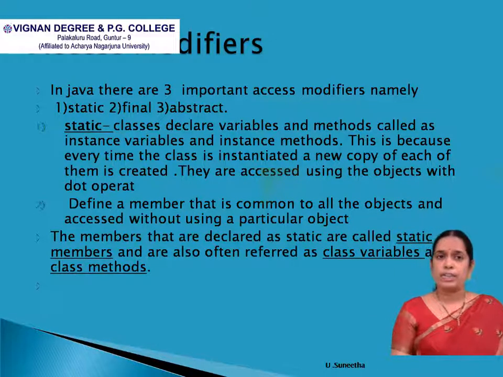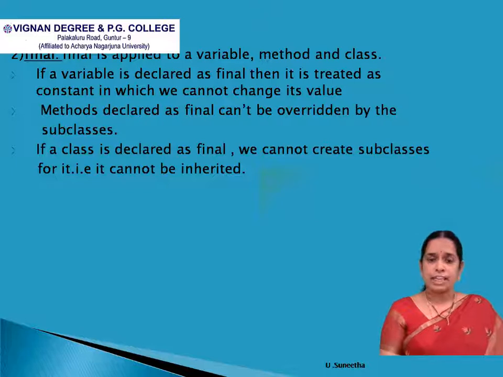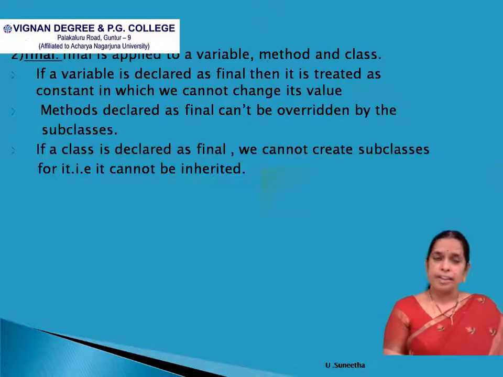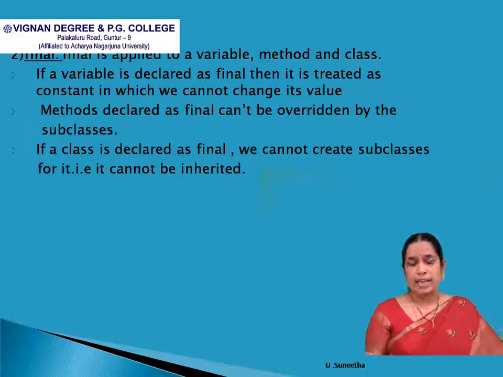And next, moving on to the keyword final. Final is a keyword present in Java and it is generally placed before variables, before methods, or before a class. If the final keyword is placed before a variable, then that particular variable will be treated as a constant. That is, its value cannot be changed. And if final is placed before a method, that particular method cannot be overridden. And at the last, if we place the keyword final before a class, that particular class cannot be subclassed. That is, we cannot inherit that class.